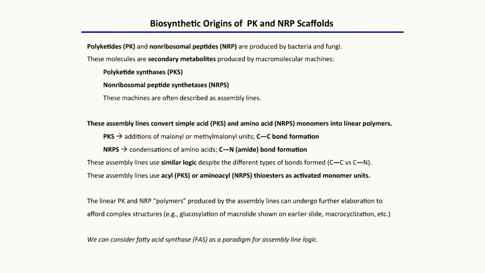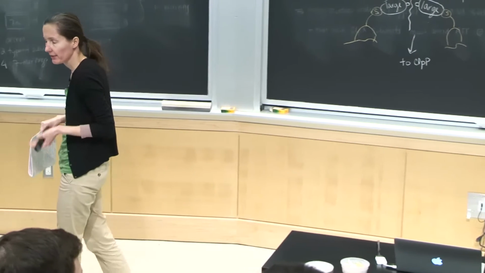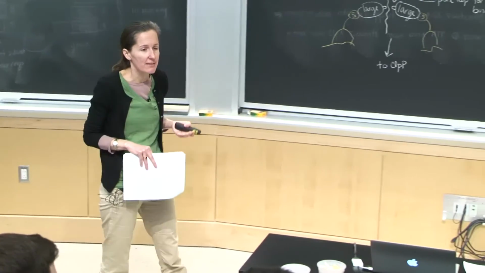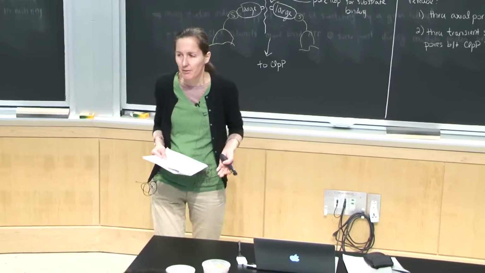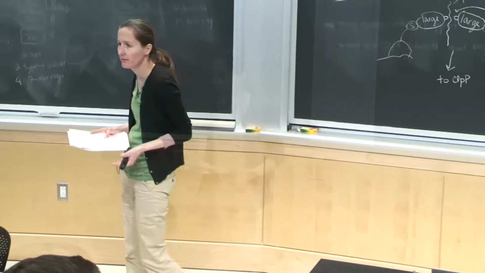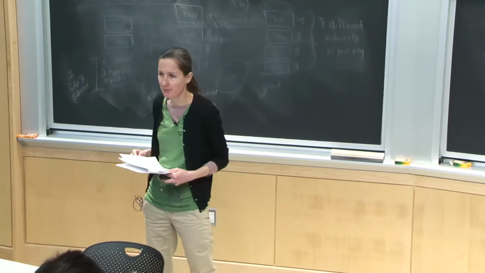So moving towards the chemistry, with that background in hand, what are some points to make? What we'll learn and see is that the assembly lines that produce the polyketides and nonribosomal peptides are macromolecular machines. There are dedicated macromolecular machines for the biosynthesis of these secondary metabolites. And what are secondary metabolites versus a primary metabolite? So what's a primary metabolite?